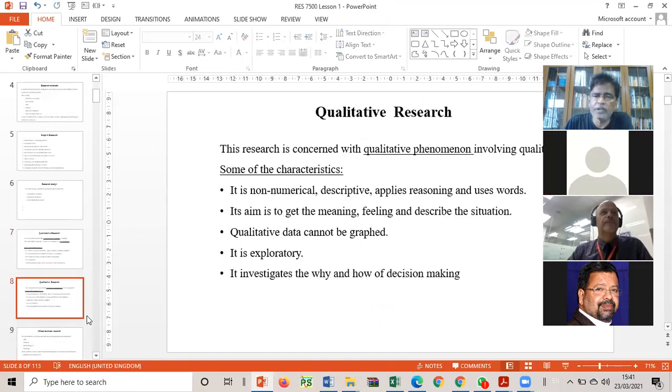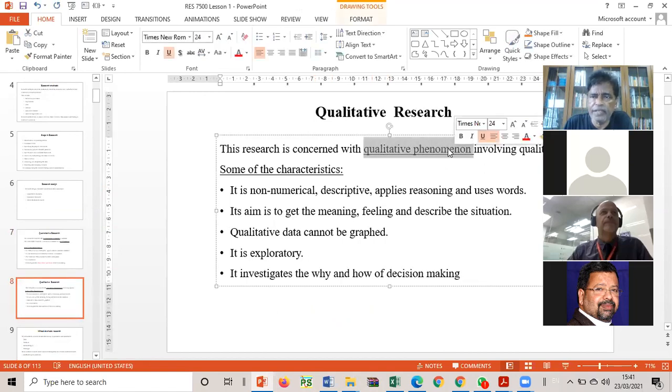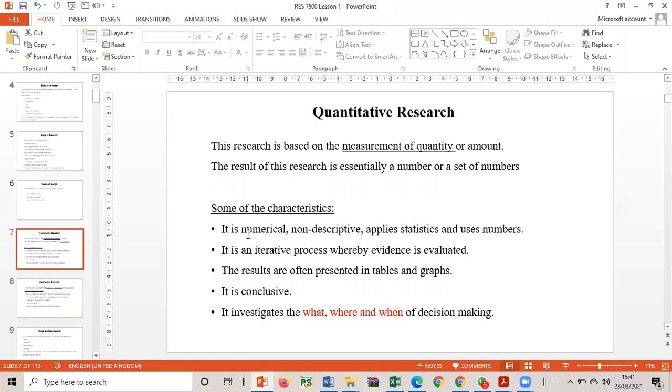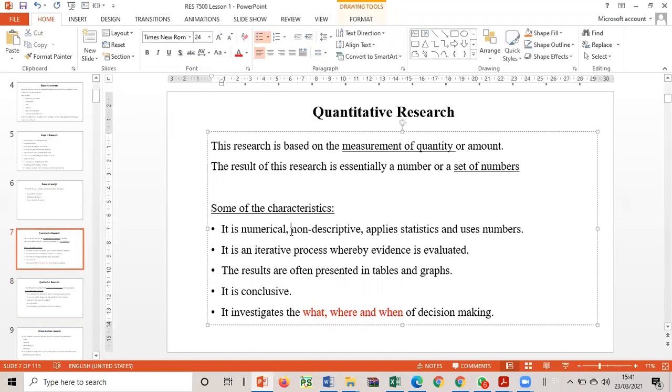On the other hand, qualitative research is concerned with qualitative phenomena involving quality. Some characteristics are non-numeric, like what's your opinion about work from home? Descriptive, they ask for more detail. We say, yes, I prefer working from home. You can ask in detail, why do you say so? Whereas in quantitative, do you like working from home? Maybe I can use one and two. One is yes, two is no. I don't ask further questions why.